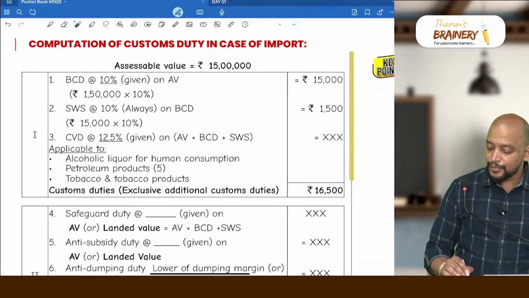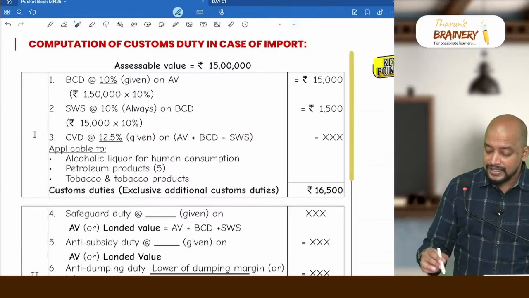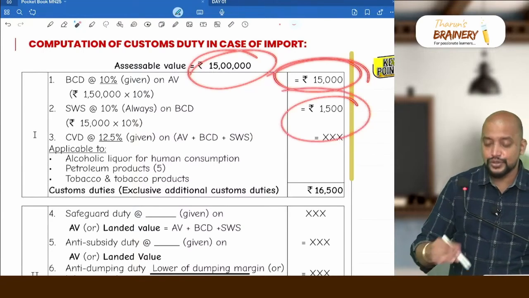Then CVD will be computed at the rate of 12.5%. That is also given. That is also given on what? On assessable value, basic customs duty, social welfare surcharge.